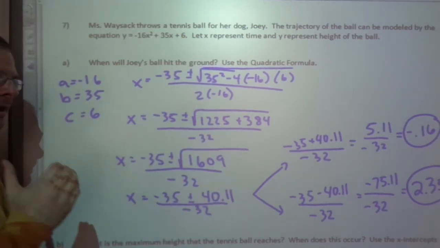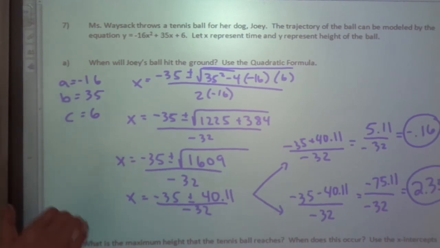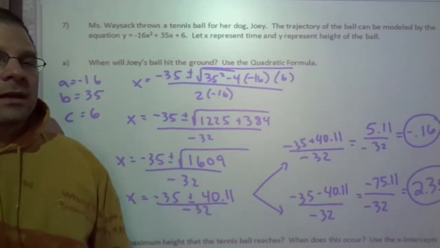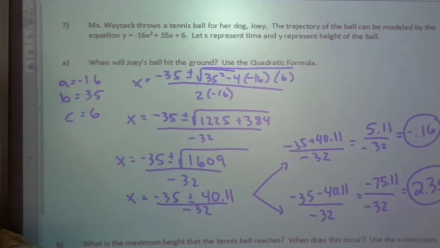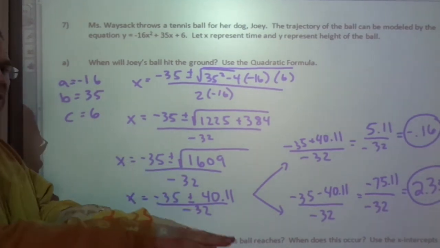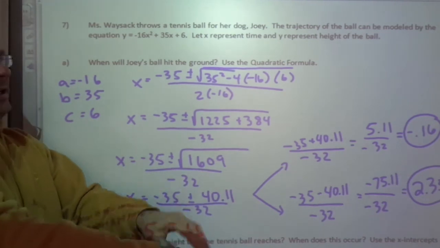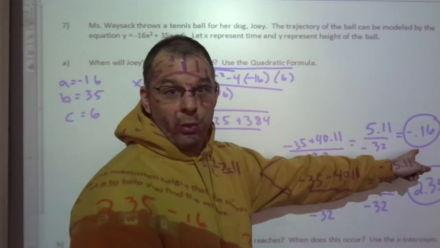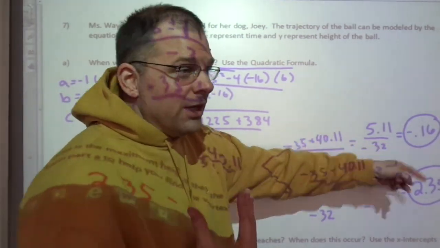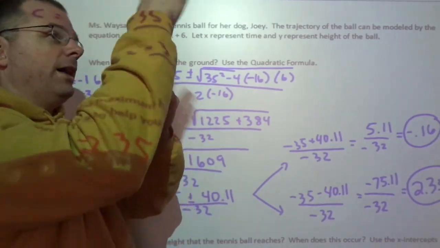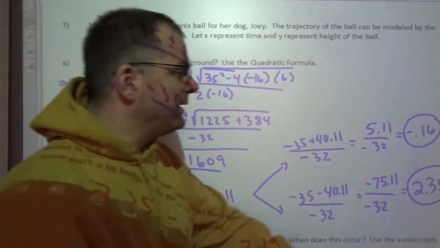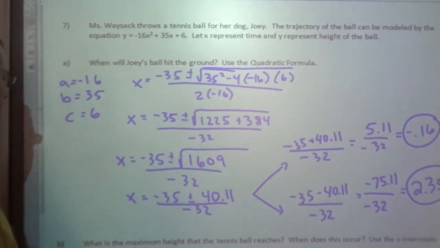So what we're talking about, x is talking about the time, and y is the height. So when y is 0 is right where that x-intercept is going to happen. It's going to come up, it's going to land. We're looking for where is y 0. It doesn't make sense to have negative 0.16 seconds. So she probably threw it from a little bit high up, so it never actually got there. But it's landing at 2.35 seconds.